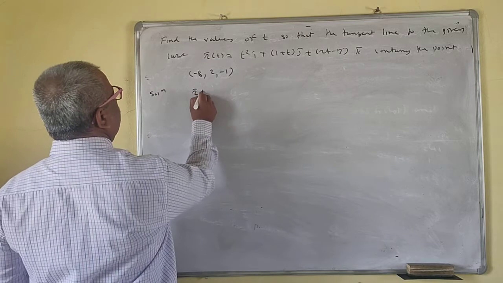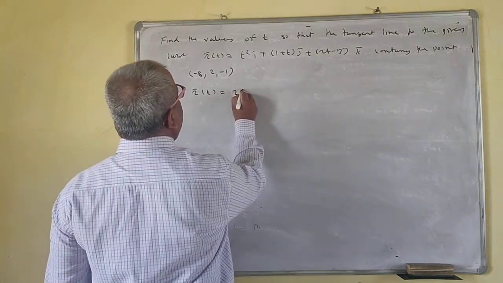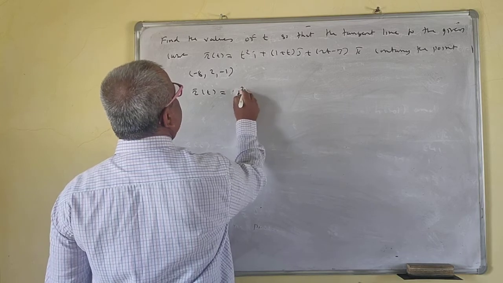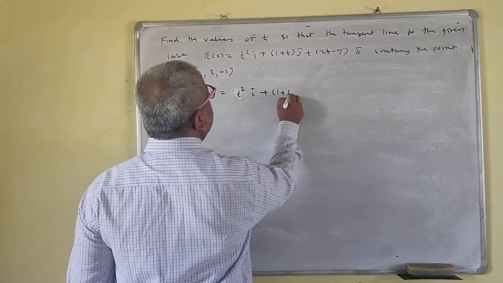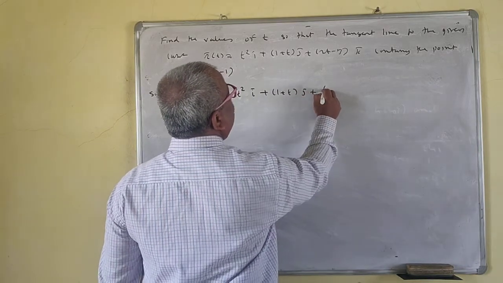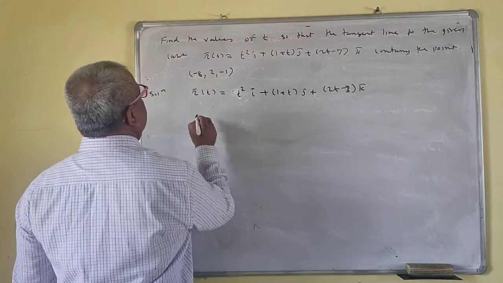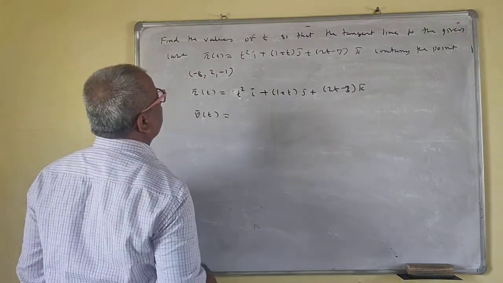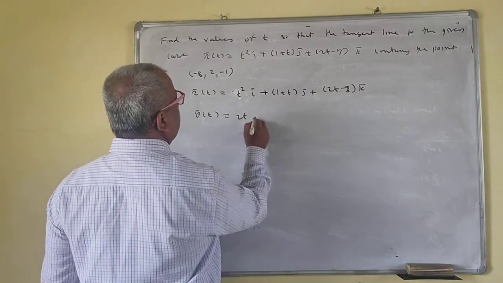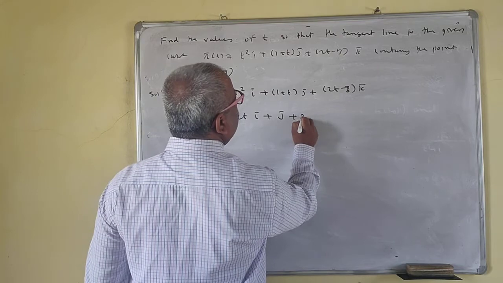r bar of t is equal to t square i bar plus 1 plus t j bar plus 2t minus 3 k bar. Okay, now your v bar of t is equal to 2t i bar plus j bar plus 2 k bar.